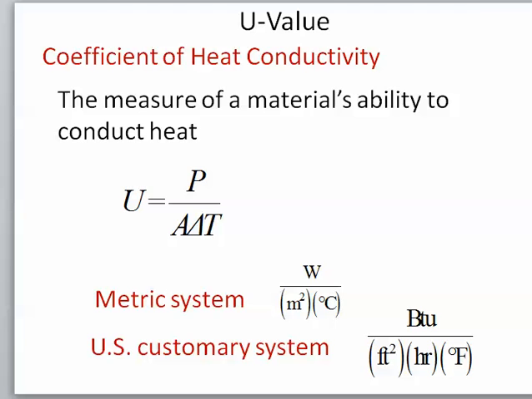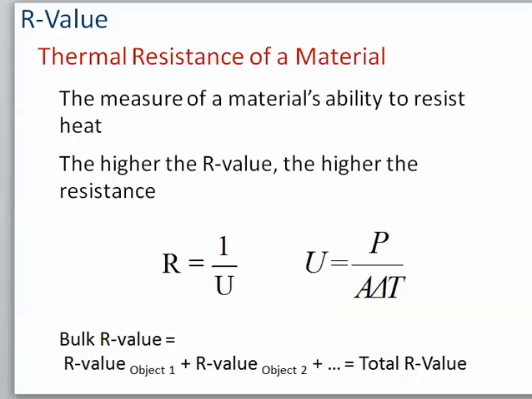The next thing we're going to talk about here then is R value. It's the thermal resistance, the measure of a material's ability to resist heat. Right? And it's the inverse. All right, so it's just 1 over U. Remember, U is right here, and to find the R value, we just take the inverse of that.